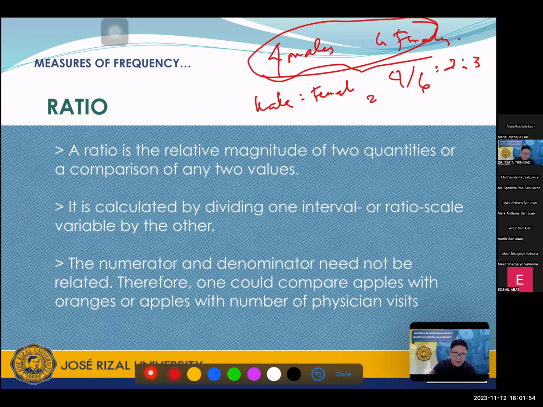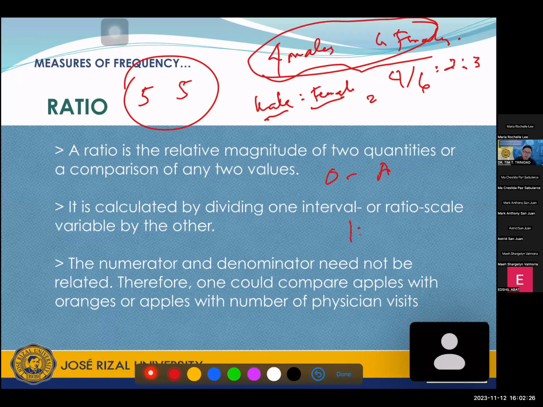So it is calculated by dividing one interval or ratio scale variable by the other, so that the numerator and the denominator need not be related. So therefore, you can compare a male and a female. You can compare oranges to apples. Like for example, sa basket ninyo, there are 5 apples and there are 5 bananas. So what will be the ratio of this apple to banana? 1:1. So you know that for every apple, there is also one banana. Okay, that is ratio. You get my point?